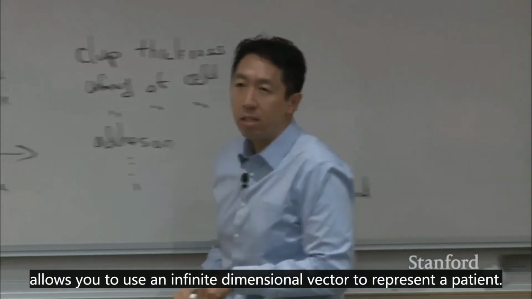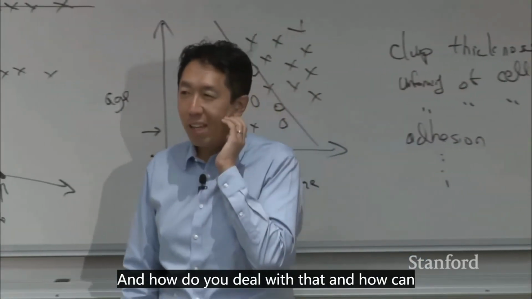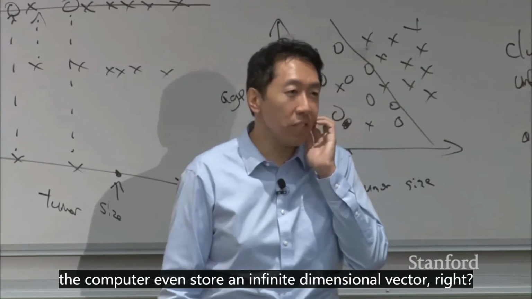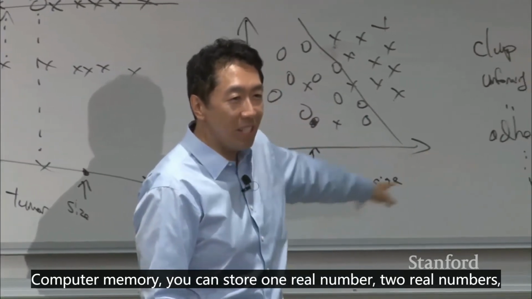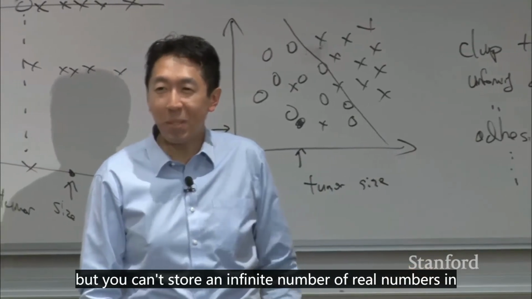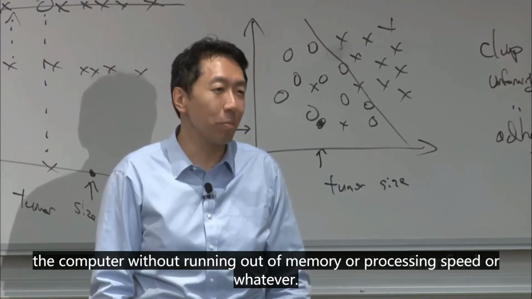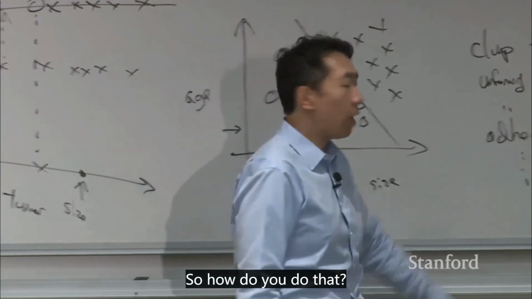to represent a patient. And how do you deal with that, and how can a computer even store an infinite dimensional vector, right? I mean, computer memory, you could store 1 real number, 2 real numbers, but you can't store an infinite number of real numbers in a computer without running out of memory or process speed or whatever. So how do you do that?